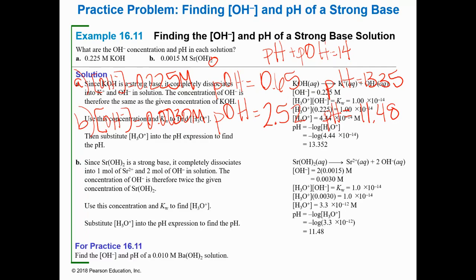That bottom one, barium hydroxide, which has 2 times. So our OH is 0.020. Our pOH is 1.70. So our pH is 12.30.